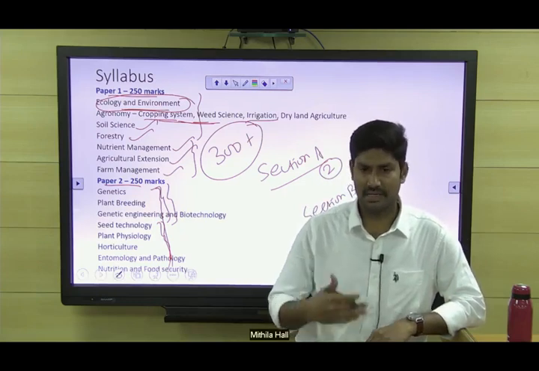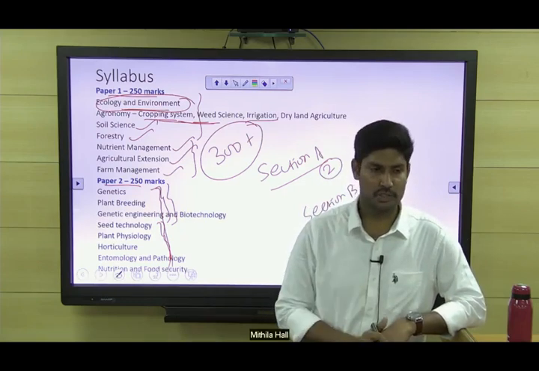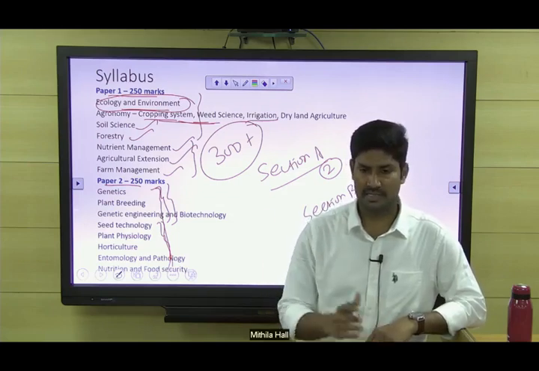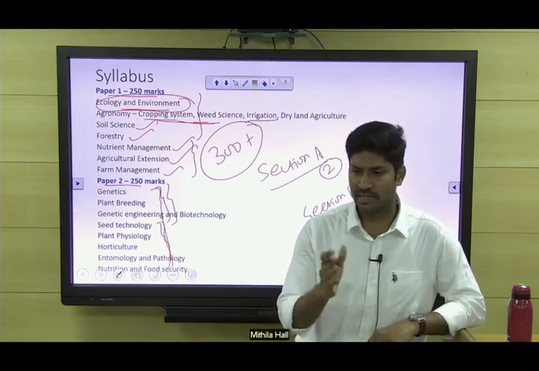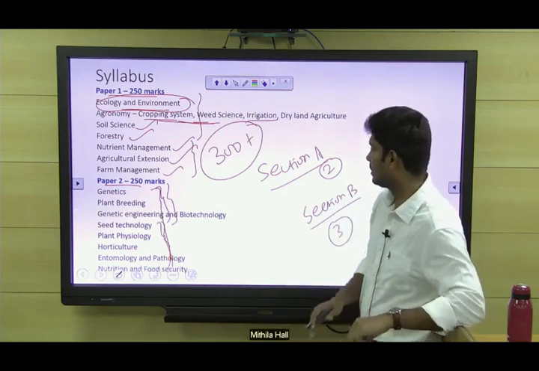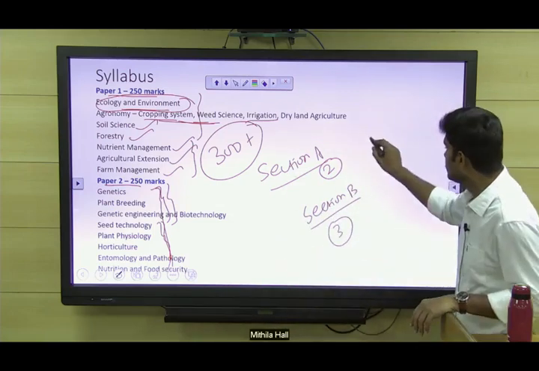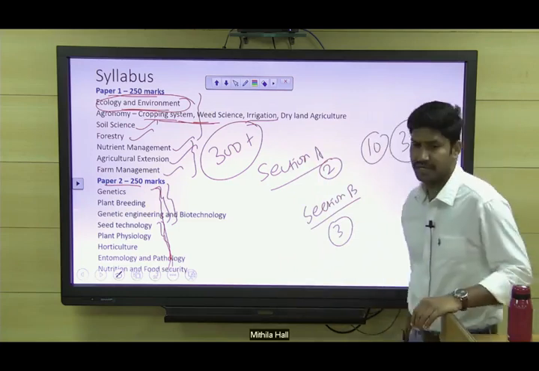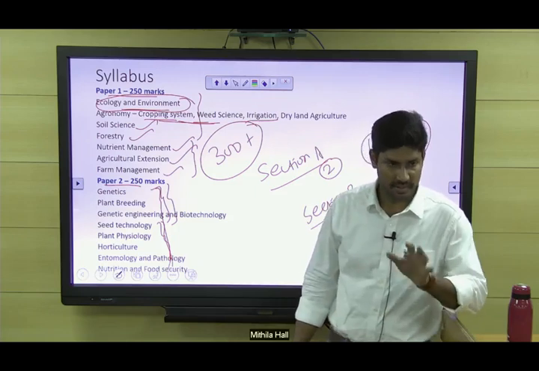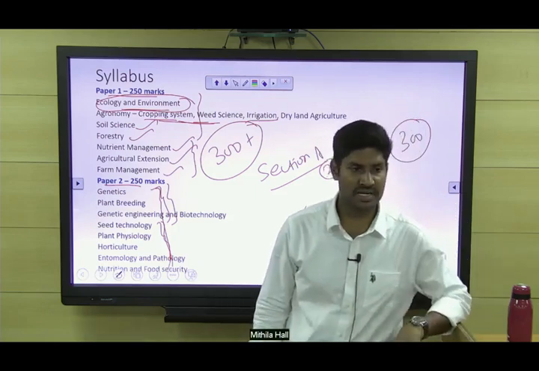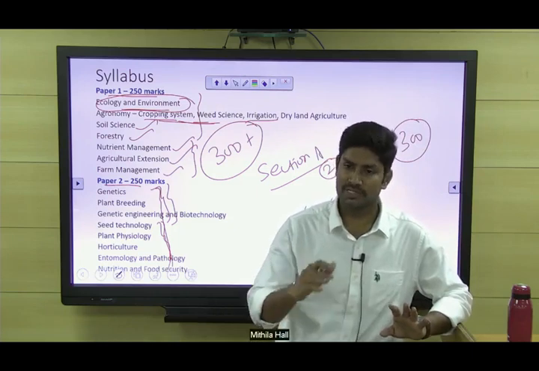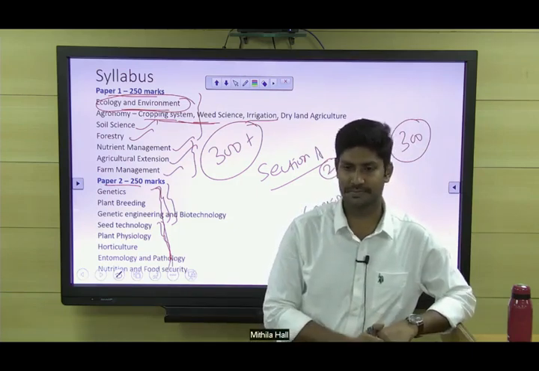But every year it depends upon the current, the prevailing situation. In some years the score is 300, or some years 280, 290. Based on last year's condition, in the top 150 ranks, only 10 students scored more than 300. Last year, anything above 270 in any optional, not only agriculture, was a good score.